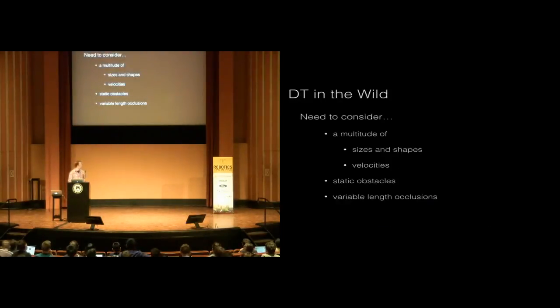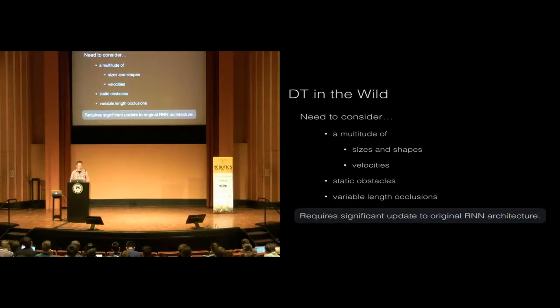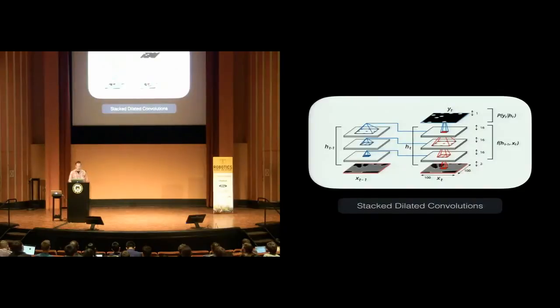And so things that we need to consider are things like a multitude of sizes and shapes of things that we're interested in, multitude of velocities. We have static obstacles, variable length occlusions, longer occlusions, that sort of stuff. And it turns out that if you really want to make a go of that, the original deep tracking RNN architecture needs a significant upgrade. And I'll tell you more about that at the poster if you're interested, but to give you the highlights, we use stacked dilated convolutions to increase the field of attention of the network exponentially for linear constant parameters.